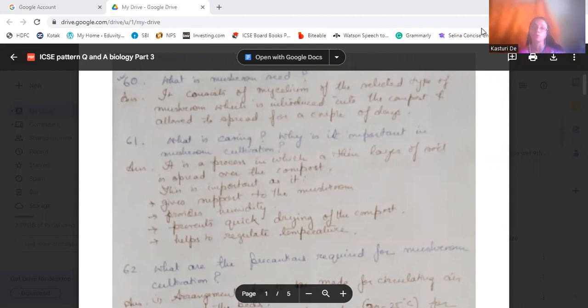Today, we'll discuss some more questions on the nutrition chapters, on the economic importance of bacteria and fungi, as well as we'll start with the nutrition chapter question answers. These questions are of ICSE type, class 9 syllabus.